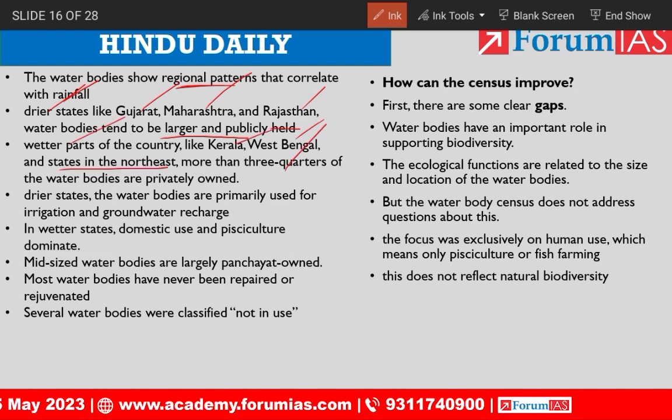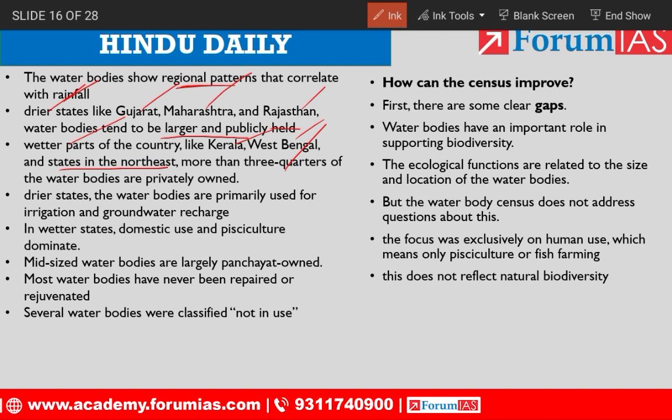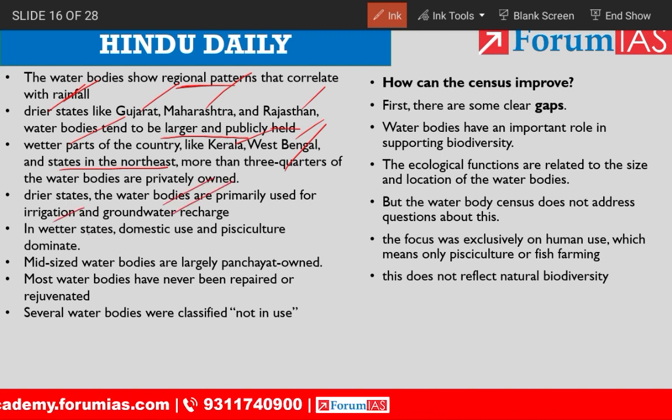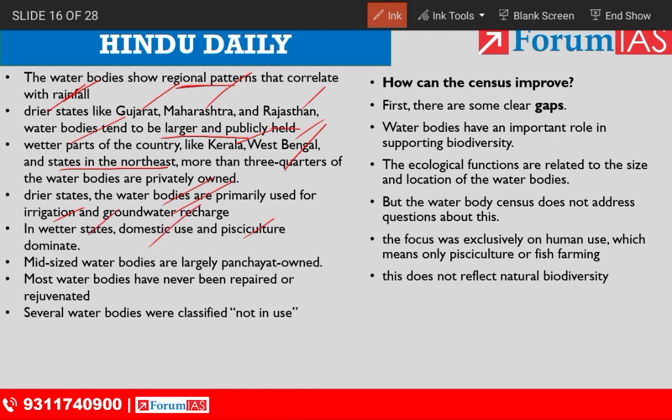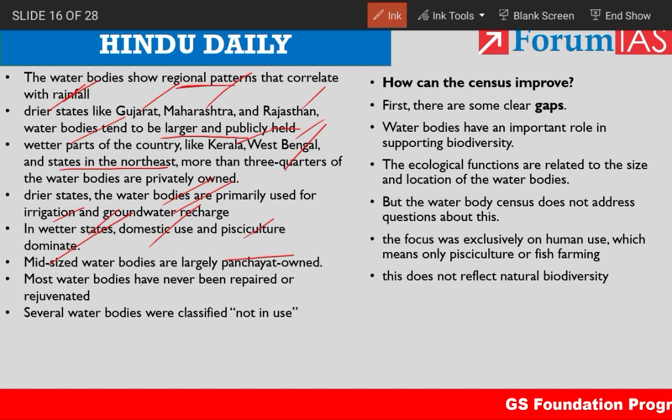And in drier states, water bodies are used for irrigation and groundwater recharge. But in wetter states, water is used for domestic use. Pisciculture dominates. They are using it for small-scale industries. And mid-sized water bodies are, as usual, owned by panchayats. But what they also found is most of these water bodies have never been repaired or rejuvenated, and several of these water bodies are not in use also.